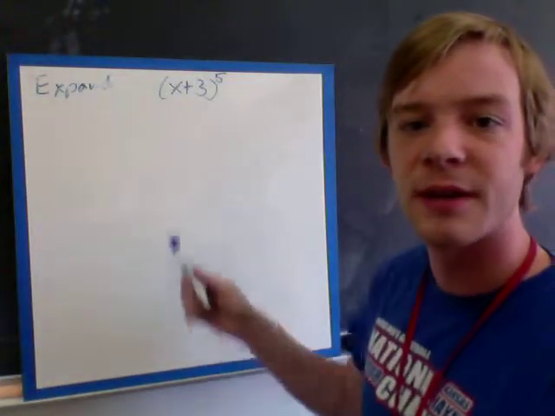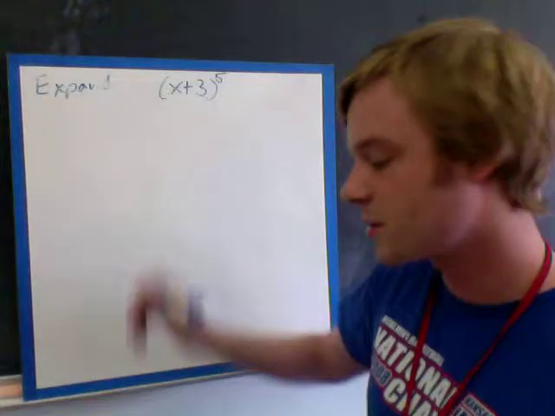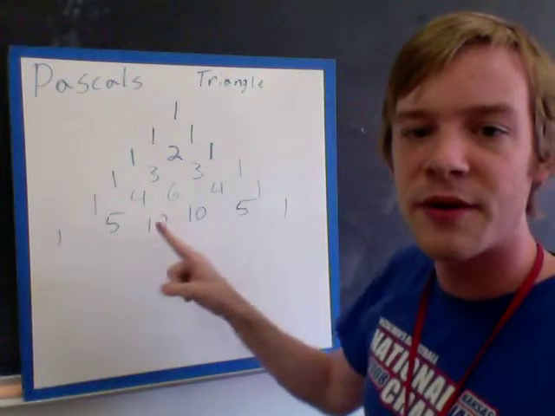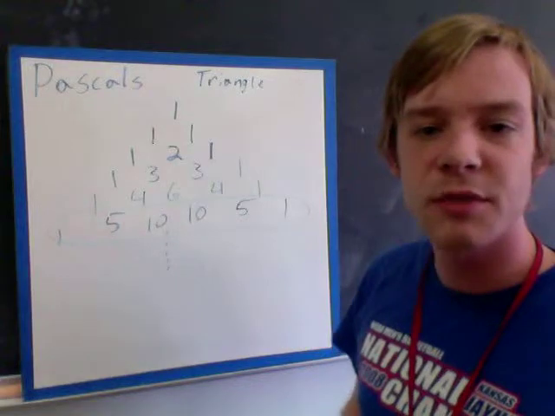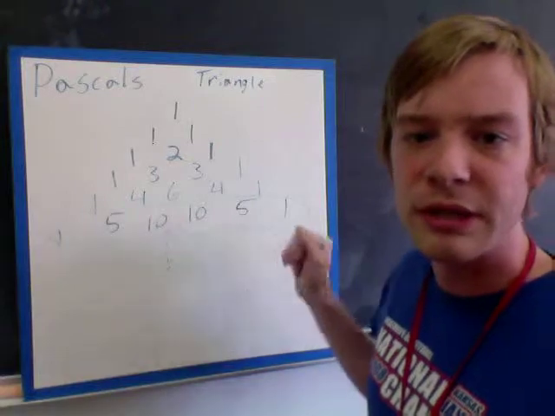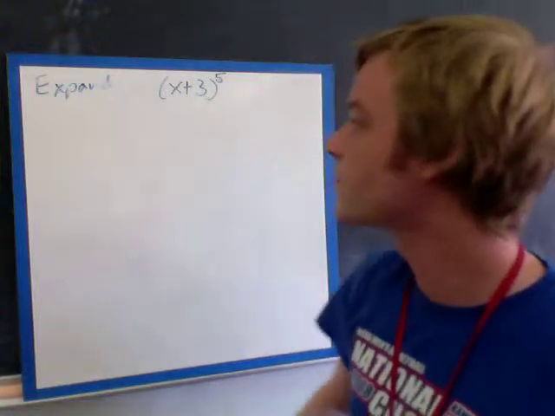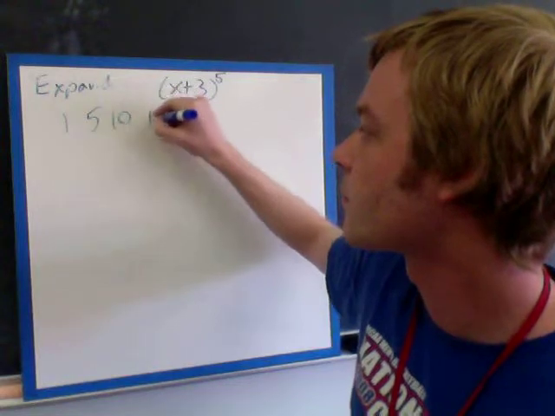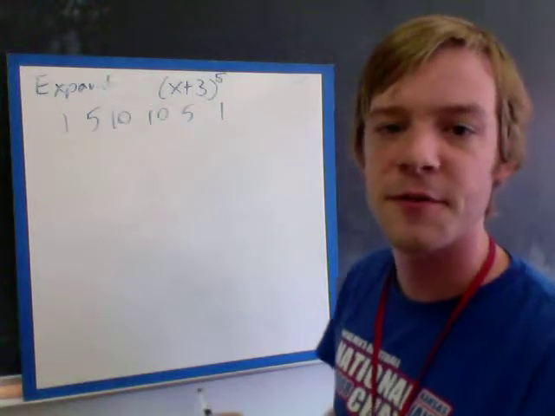So I want to expand x plus 3 to the 5th power. Now, if you remember, when we drew out our triangle just a moment ago, the coefficients we had were 1, 5, 10, 10, 5, and 1. These are going to be the coefficients that I'm going to use in that next problem here. So I'm going to rewrite these numbers over on the next slide. 1, 5, 10, 10, 5, and 1.